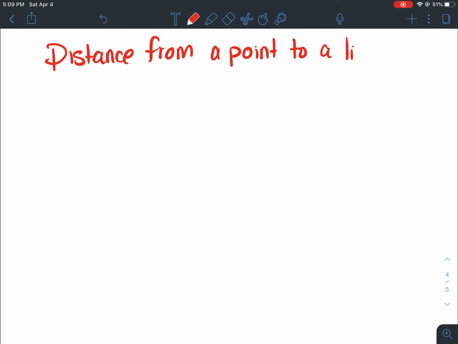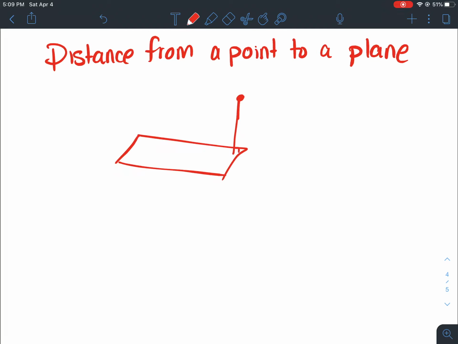The only other thing that we did in this unit is the distance from a point to a plane. So if you had some plane and then you had some point over here and you wanted to figure out this distance, how far is this, we also did that.